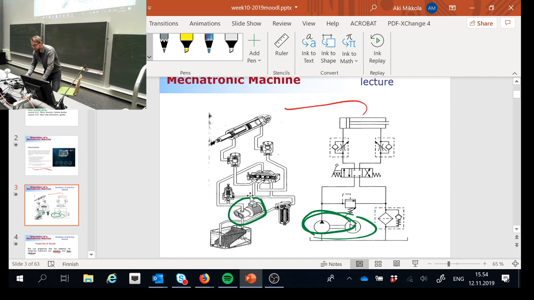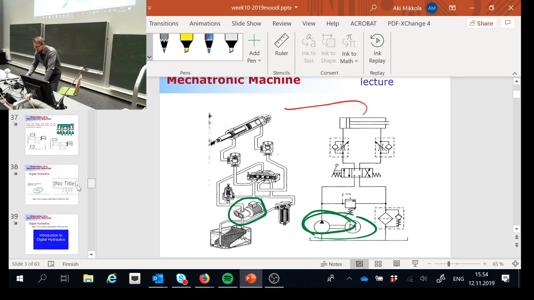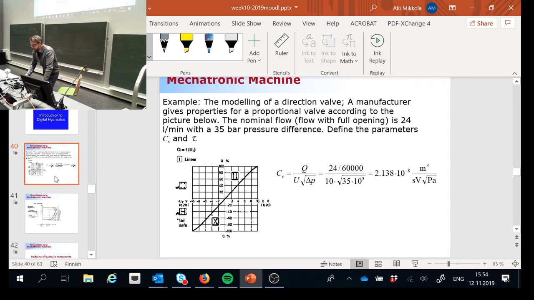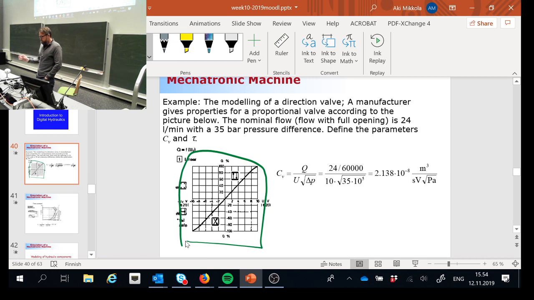Okay, then just before we close for today, let me show you one example of how the parameters needed in a direction valve can be defined. I have pictures that I took directly from the manufacturer's catalog. The first thing mentioned in the catalog is the nominal flow, which is the flow during full opening of the valve: 24 liters per minute, with a pressure difference of 35 bars.